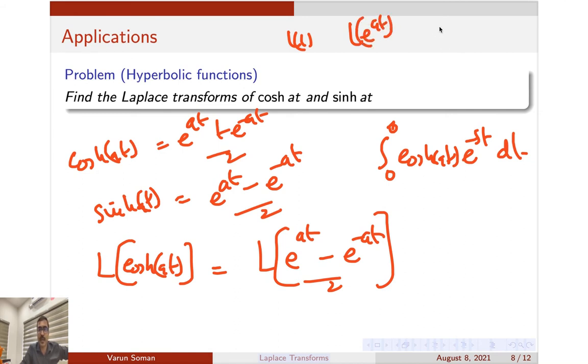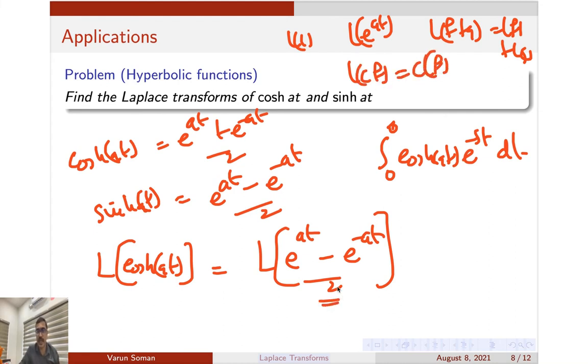Okay, and also you know the linearity property, that is L of f plus g is simply L of f plus L of g, and also you know that L of some constant times f is simply c times L of f. So you can see here that 2 is a constant. So can I take 2 outside using the linearity property? It will simply become 1 by 2 into L of e raised to at minus e raised to minus at. I hope this is clear, because 2 is a constant here. I have applied the linearity property here.